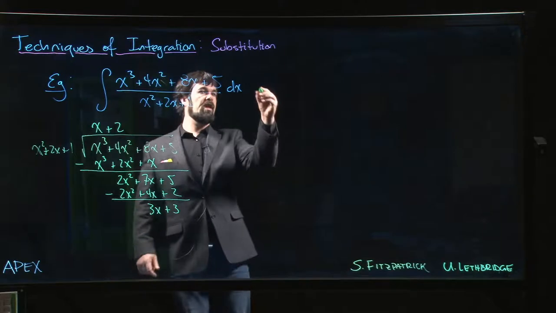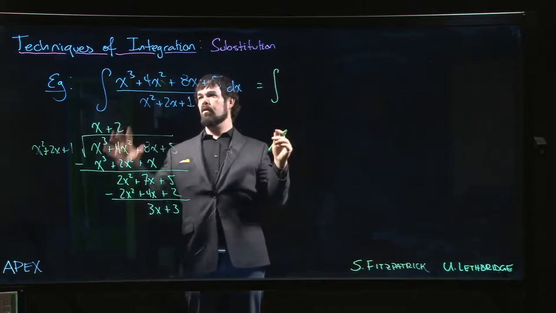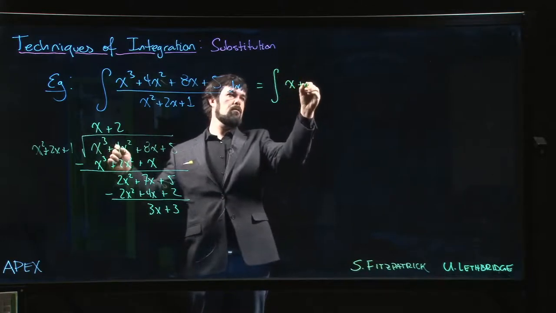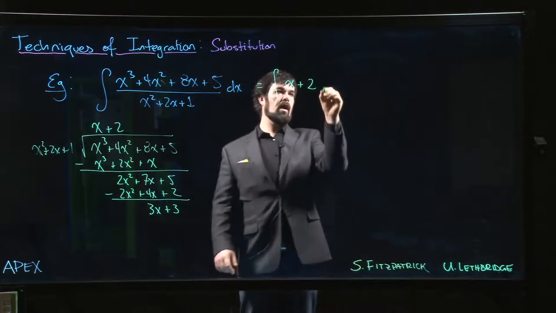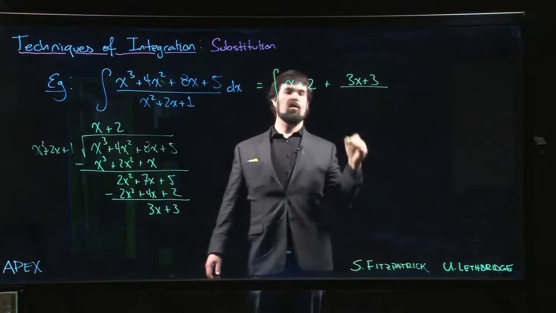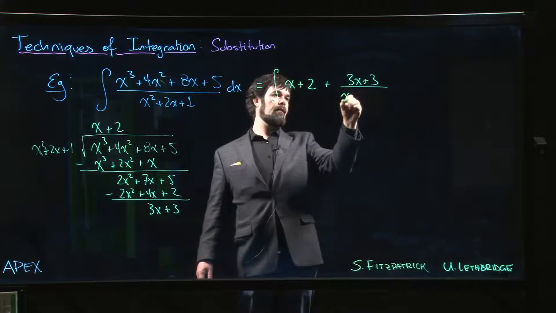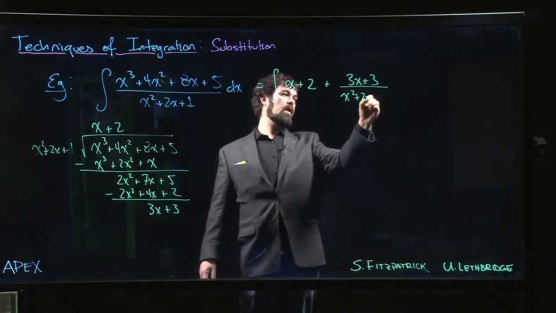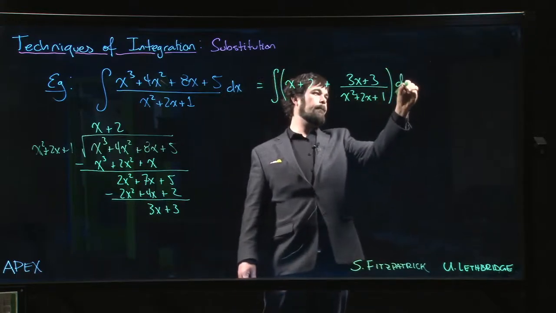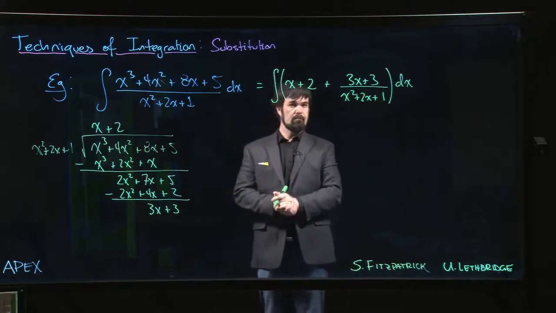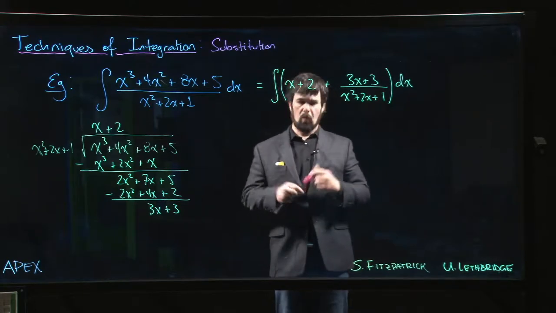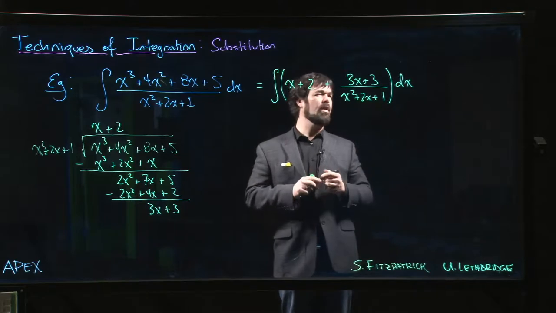But what this tells us is that this original function here is equal to x plus 2 plus the remainder, 3x plus 3 over the thing that we're dividing by, right? x squared plus 2x plus 1. Okay, all right, better. And actually now we do get lucky because, well, we get lucky or the problem was designed this way, however you want to think about it.